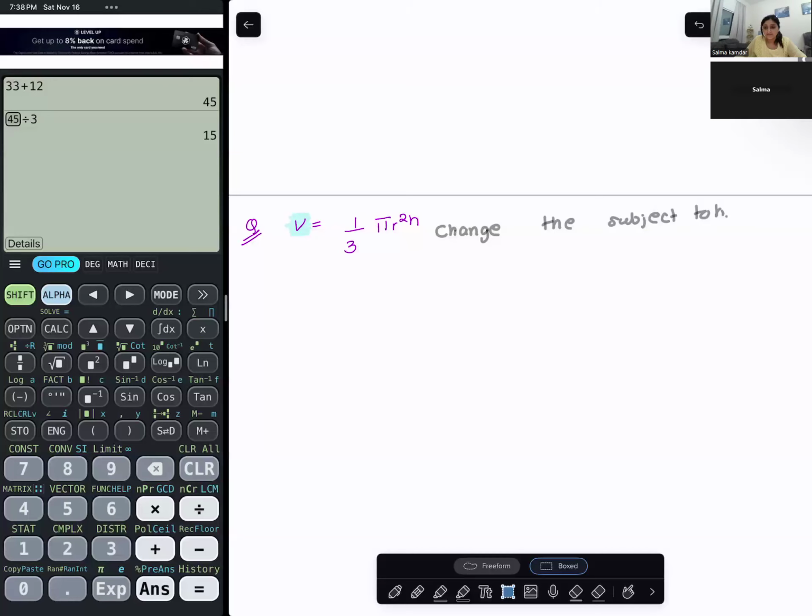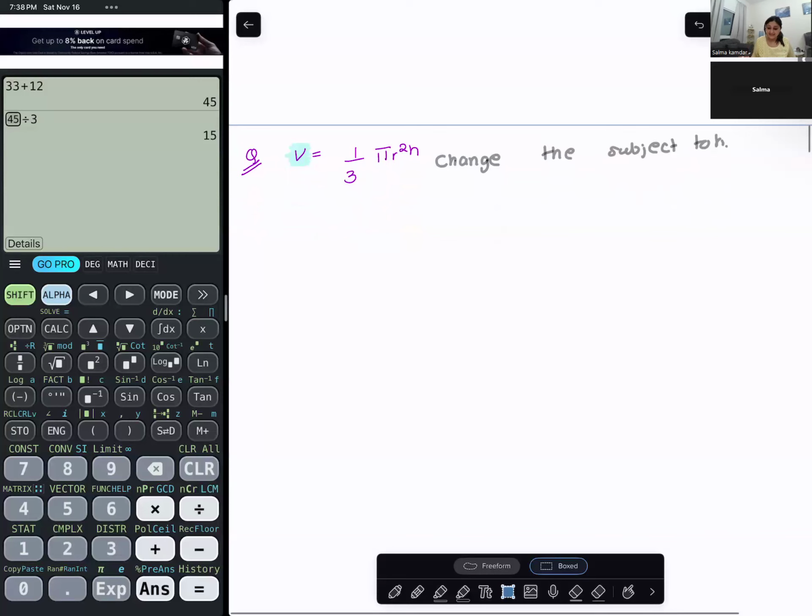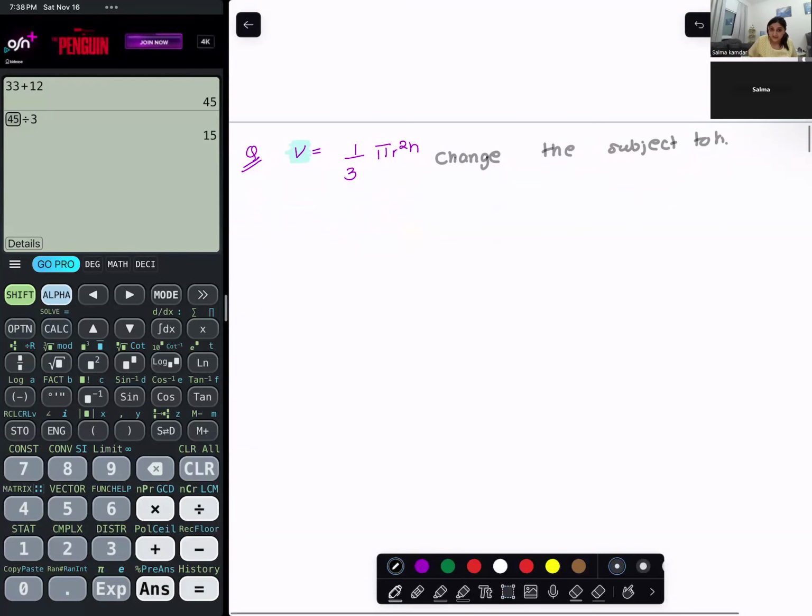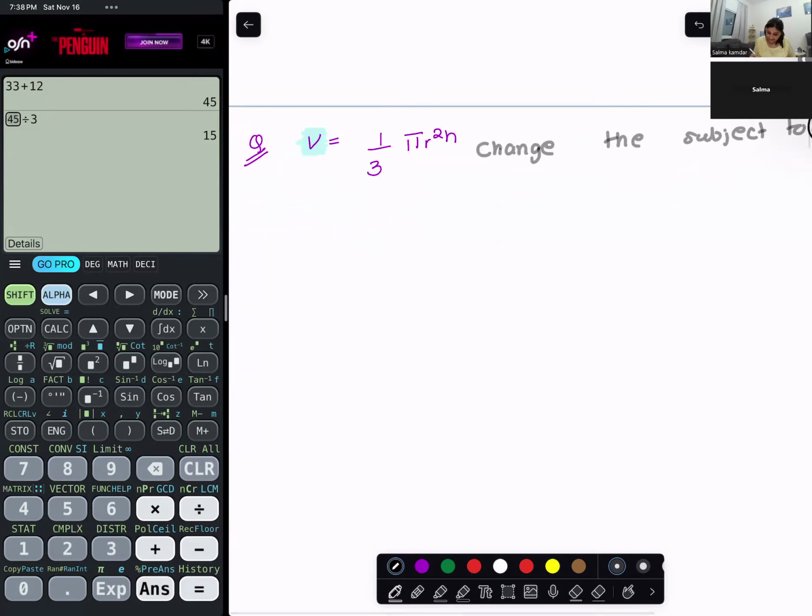Now, if you see over here, V is your subject, and you have to make the subject h. If you want to make the subject h, that means h has to be at one place. If h has to be at one place, what will I do? I will first write the equation, pi r square h. h has to be at one place. So I need to get rid of other things that are close to h.